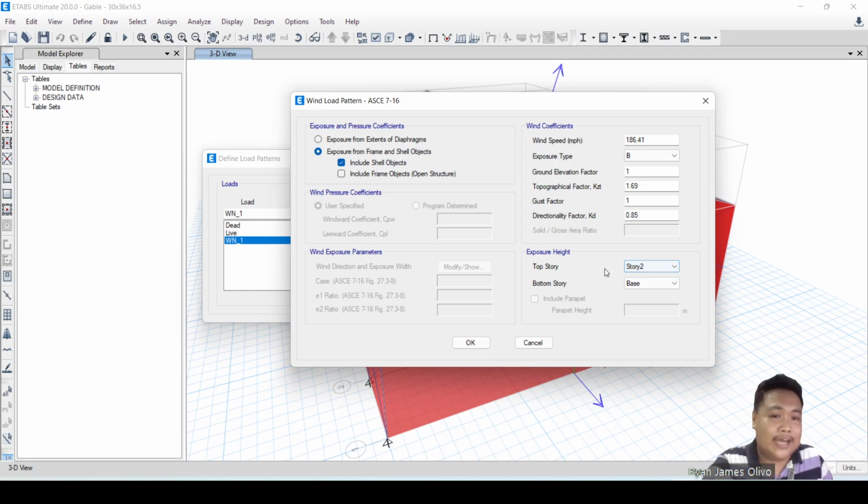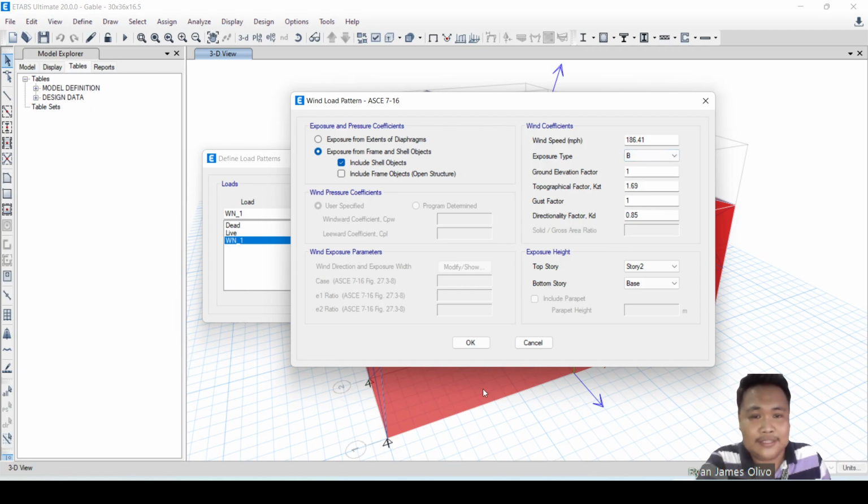So this will try to solve windward wall based on this height, because windward wall is different than leeward wall and the roofs. So roofs use the H, the mean roof height, while windward wall uses Z. So anyway, that is the auto loading.